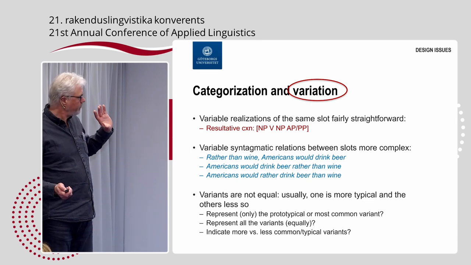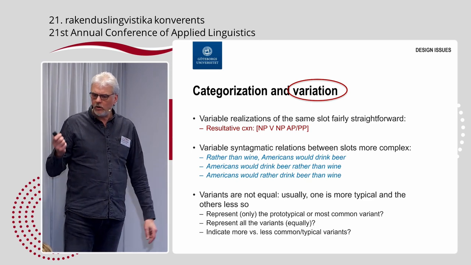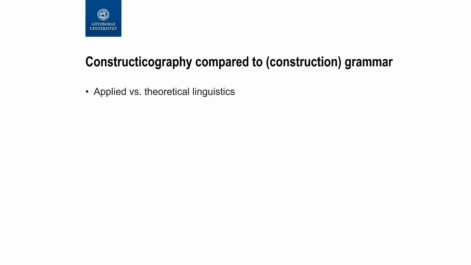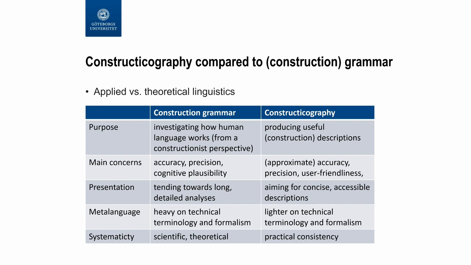I'll leave the particular issues now and go to a more overall comparison, starting to compare constructicography with construction grammar, where it's basically the difference between applied and theoretical linguistics. So where construction grammar is investigating human language, the purpose of constructicography is to produce useful descriptions.